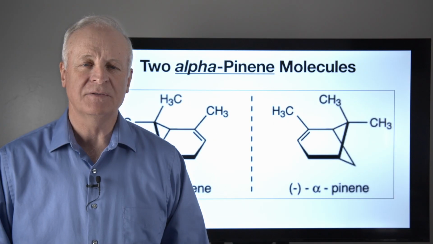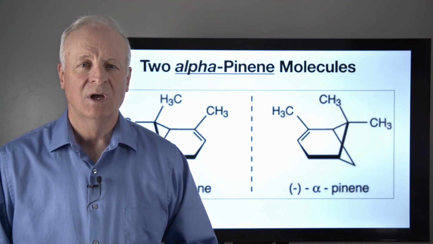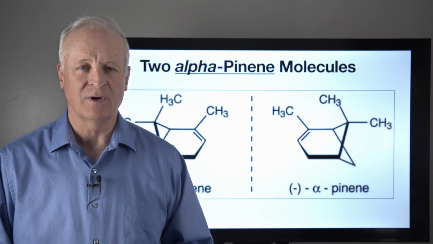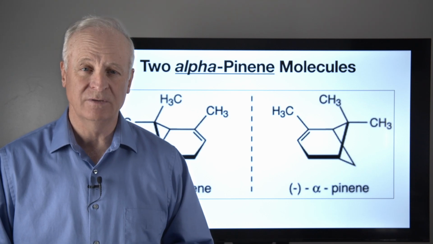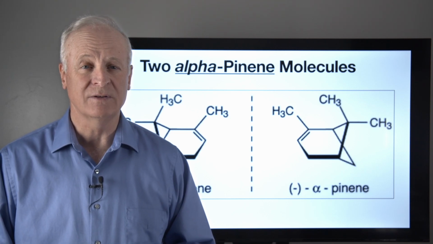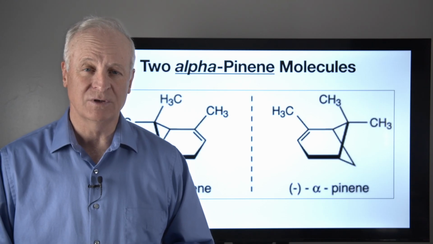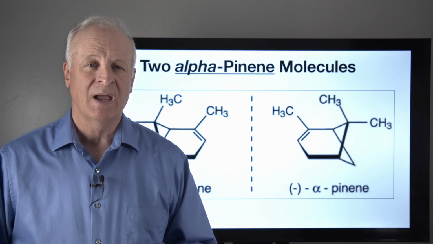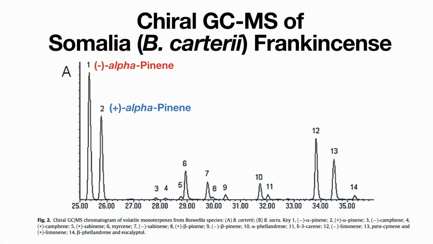We already saw that there is a difference between the optical rotation of Oman frankincense and Somalia frankincense. Oman frankincense had an optical rotation of plus 30 degrees, and the Somalia frankincense had an optical rotation of minus 13 degrees. There's definitely a difference, and chiral GCMS will detail this difference.